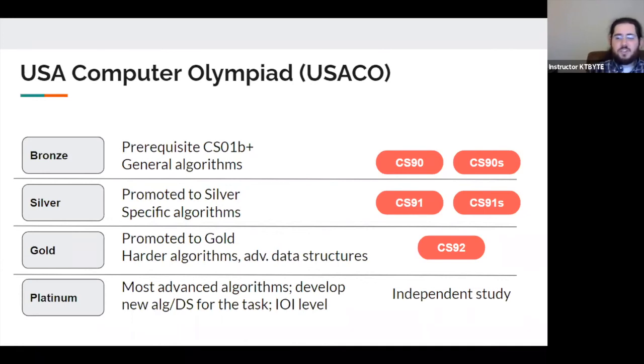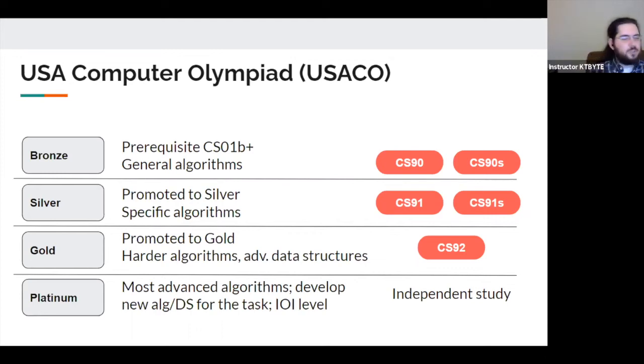And then platinum division, of course, is the hardest one. Often you're developing your own algorithms, but probably being inspired by some of the ones that you learned at earlier divisions. This is the level of the International Olympiad. So many students, once they get to gold division and especially once they get to platinum division, say, you know what, I've accomplished what I wanted to accomplish.